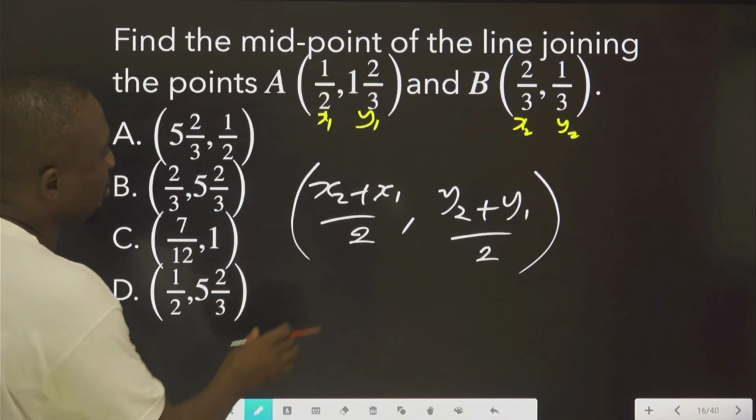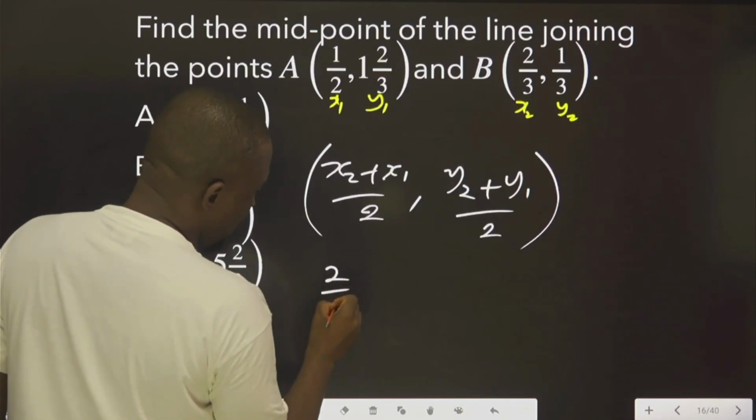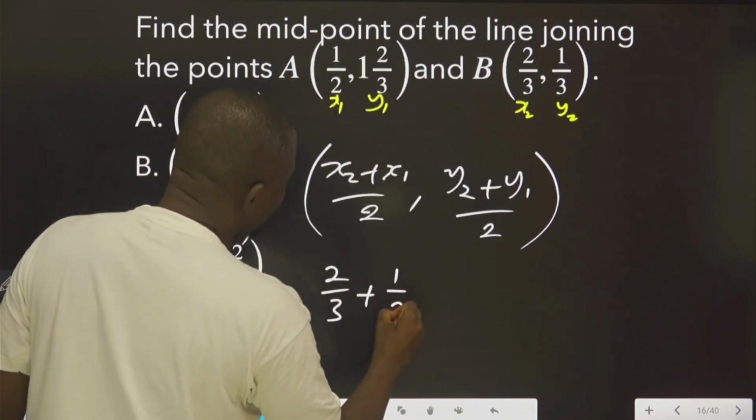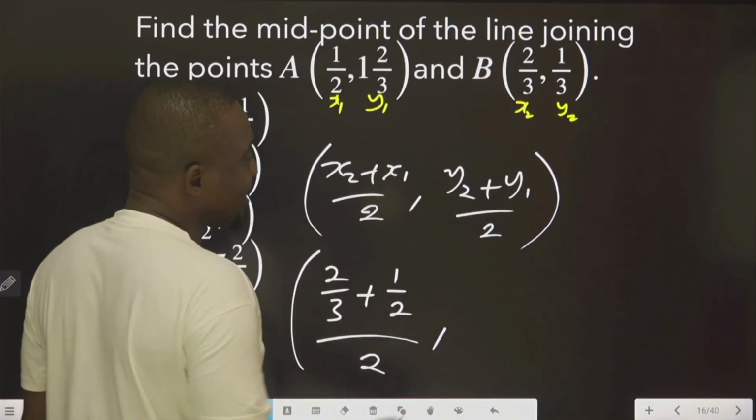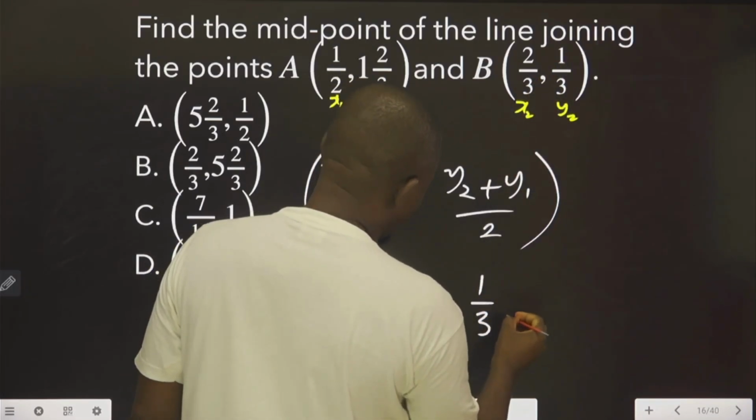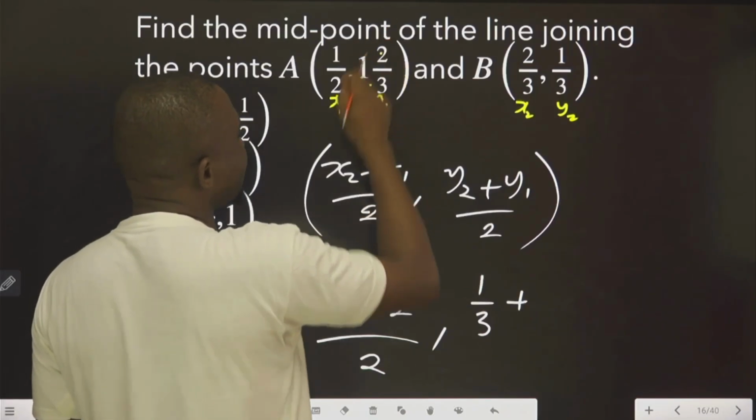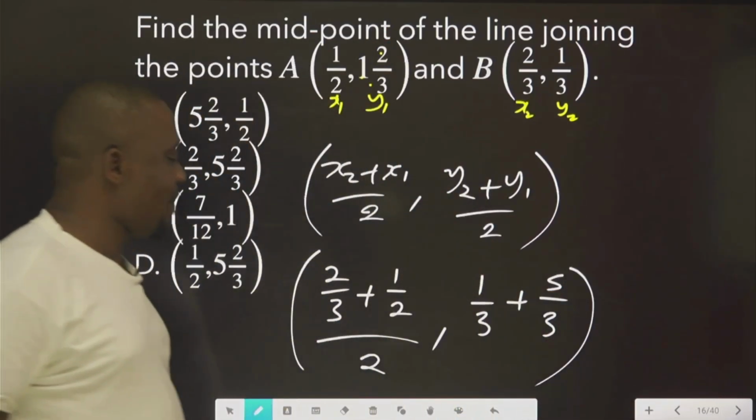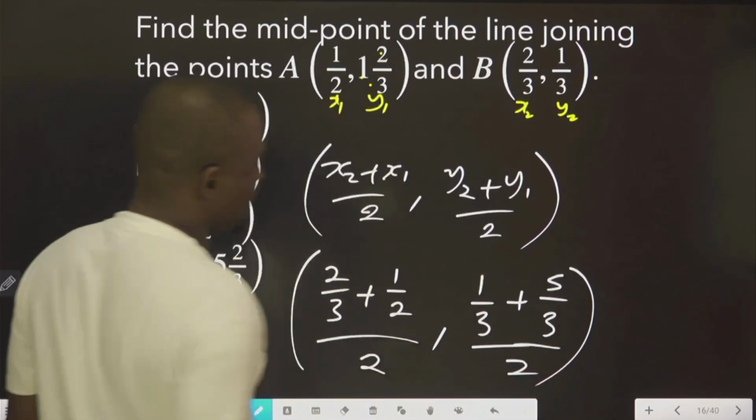Okay, now, all we need to do now, for this second one, that is 2 over 3 plus the first one, 1 over 2, all over this 2. Comma. Then y is this one, 1 over 3 plus this. This multiplied by this is 3, plus this is 5. That is 5 over 3. Okay? Then you have to say over 2. Don't forget that. Over 2.